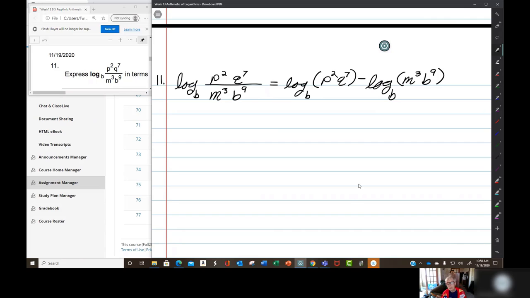Okay, now we're working from the outside in. So right now, all we're doing is saying, well, you've got this on top and you've got that on the bottom. And so we've got log base B of the top minus log base B of the bottom. That's the first step.